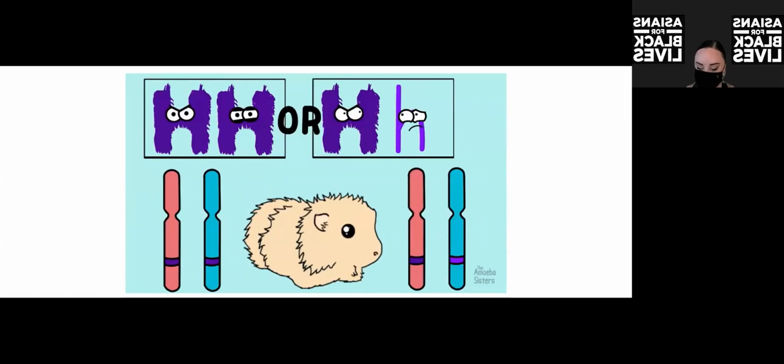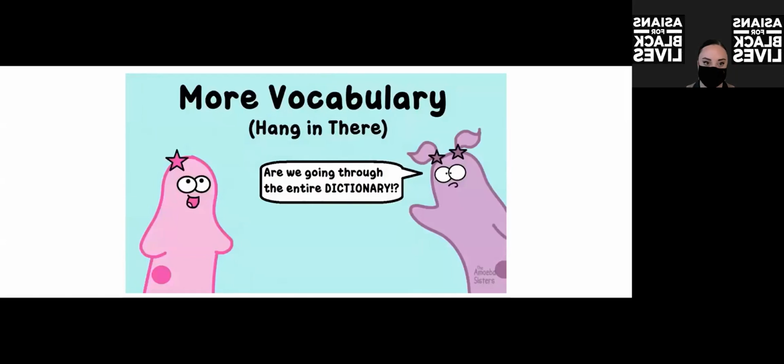See, it only takes one dominant allele, a capital H, for a trait to show up. That dominating allele means that the recessive allele is hidden. Now, we're not quite done with the vocab here.